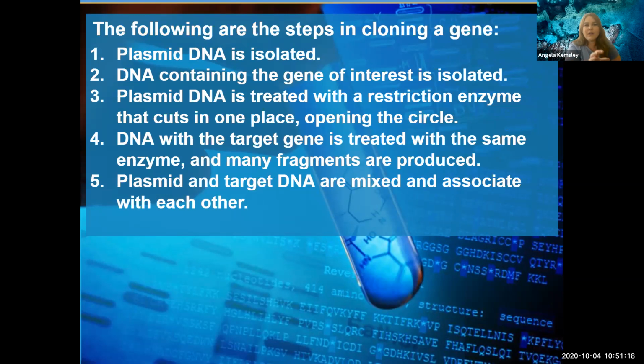So the following are the basic steps in gene cloning. The plasmid, that little circular DNA molecule, is isolated. And then DNA containing the gene of interest is isolated. Plasmid DNA is treated with what we call a restriction enzyme. The restriction enzyme is going to cut that DNA in one place, which is going to open up that circle. Then DNA with the target gene is treated with the same enzyme, and multiple fragments are produced. And then plasmid and target DNA are mixed, and they're associated with each other.